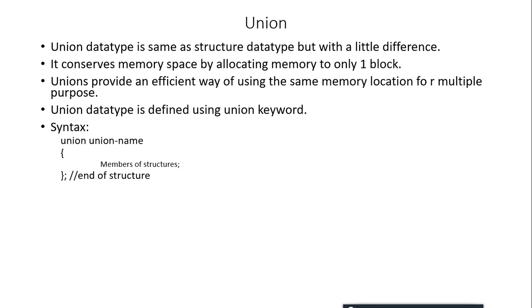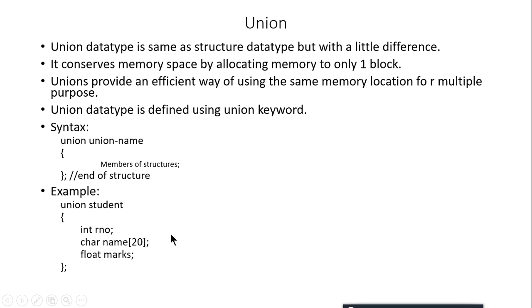Okay. To create a union data type, you will use the union keyword. Rest is the same, there is no change. I have just changed structure to union. Okay. Now let's study memory allocation to a union data type. A union is created in the same way as a structure.